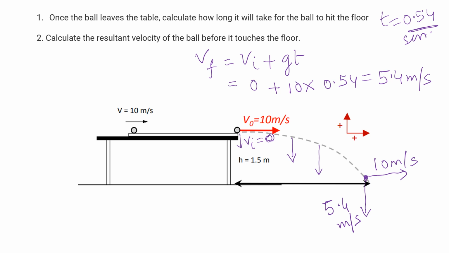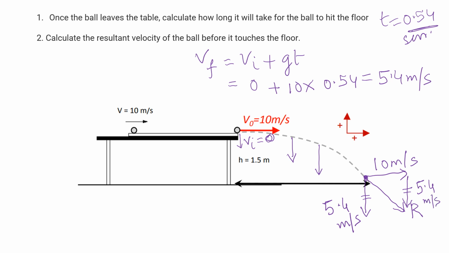So you can see you basically have two different vectors acting together simultaneously on the same object. So we have 10 meters per second acting in the forward direction, 5.4 meters per second acting in the downward direction. So we need to find the resultant velocity. So the resultant velocity will be a combination of these two vectors. So let's draw this vertical vector of 5.4 meters per second, and let's form a right angle triangle over here. So this vertical vector is equal to the vertical vector on this side. So we can write this as equal to 5.4 meters per second.